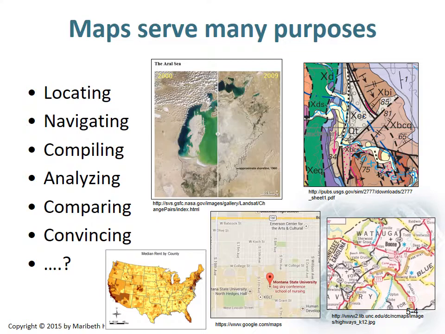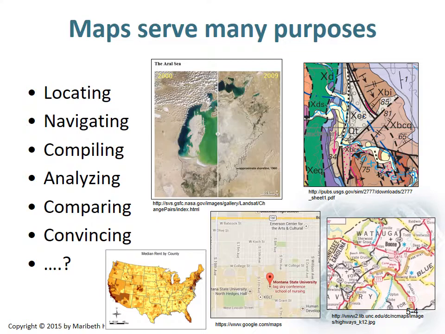Related to that, navigating between locations on a street network, on a hike or a hunt, being able to know how to get from place to place easily, or understanding the terrain, as the list implies here. Also, compiling lots of information. We can put together many different forms of information and display them all at once on a map.